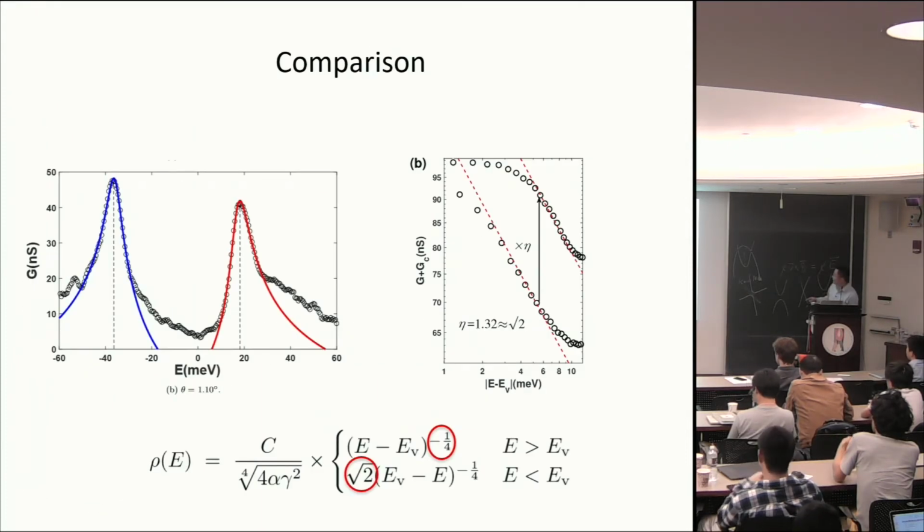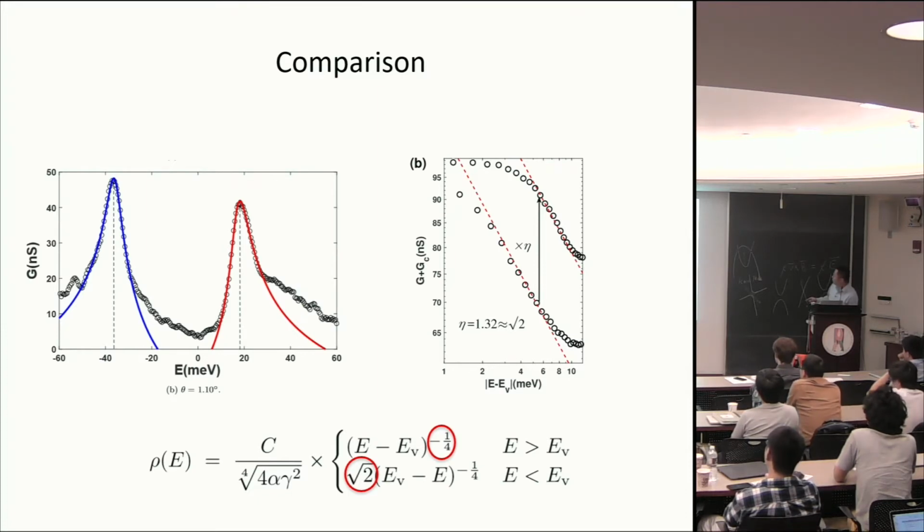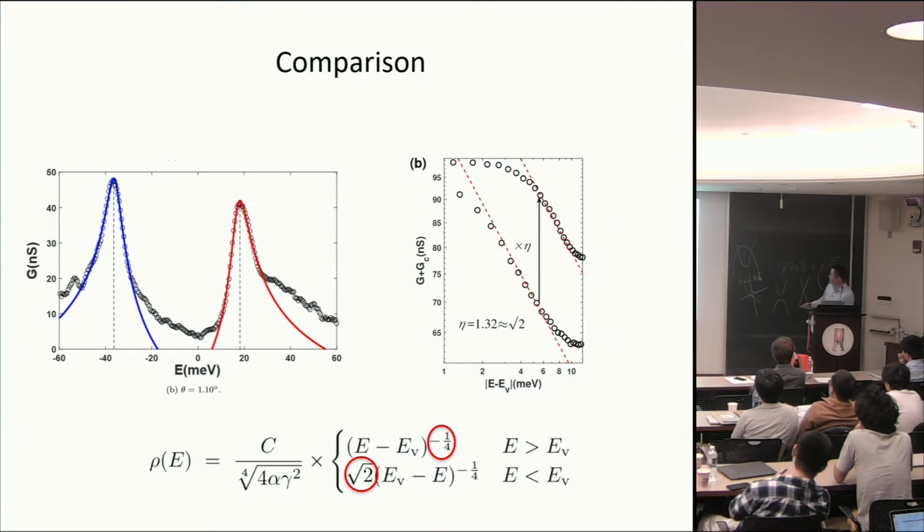So this is the dI/dV spectrum right at the magic angle, 1.1 degrees. If we look at these data, we plot the dI/dV as a function of energy in a log-log plot. If it's a power law tensor state, then in this log-log plot we should see straight lines. And indeed, you see that these data points fall on a straight line. These red dots have a slope of -1/4.